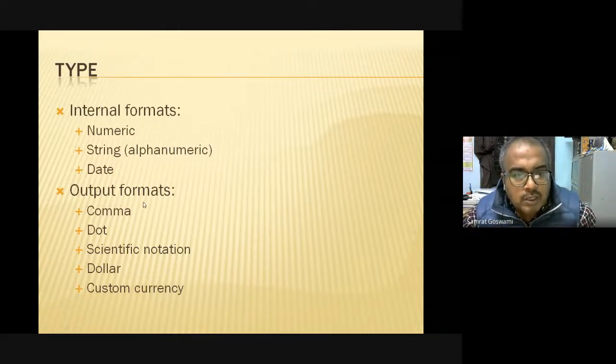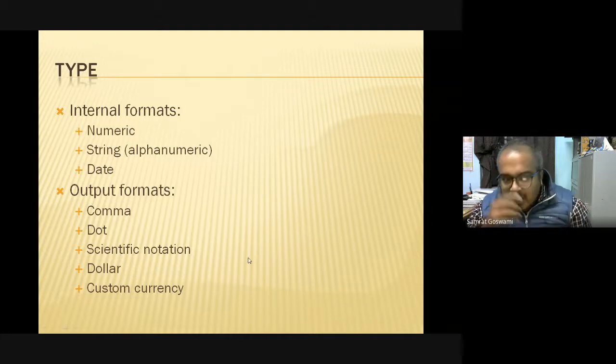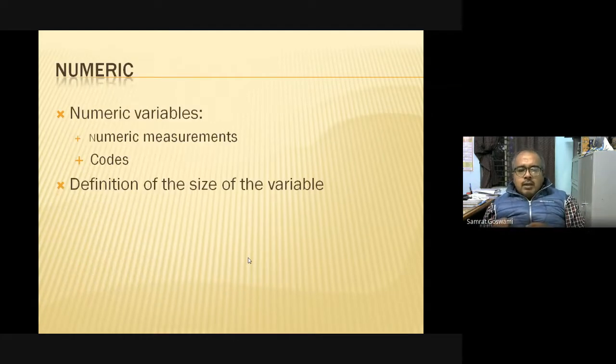The output format is comma, dot, scientific notation, dollar sign, or custom currency. These are the output formats generally. What is numeric? Numeric variables means numeric measures. Otherwise, sometimes it is codes. Likewise, let's say that gender is a variable which is important in a particular study. So we cannot write M or F in SPSS because it can only understand numerical values.